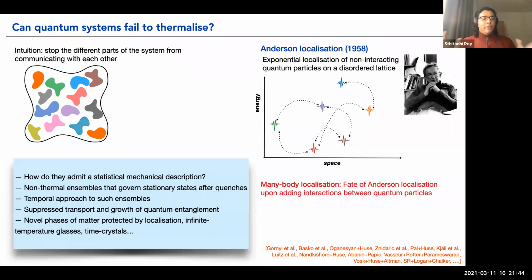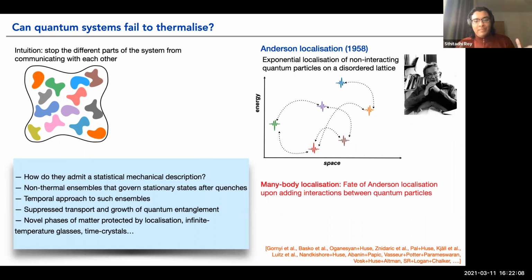And that raises quite a few questions. For example, because they don't thermalize, how do they actually admit a StatMech description? And if I do a quench, or if I start off with some non-equilibrium state, then what kind of non-thermal ensembles do they go to? How do they do so in time? And there are questions about suppressed transport, suppressed growth of entanglement, and so on and so forth.